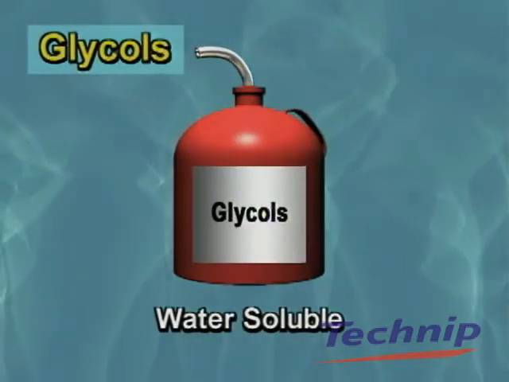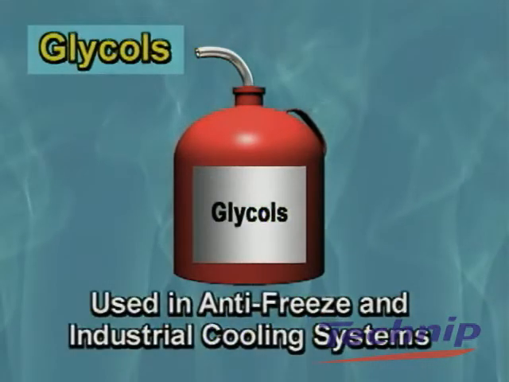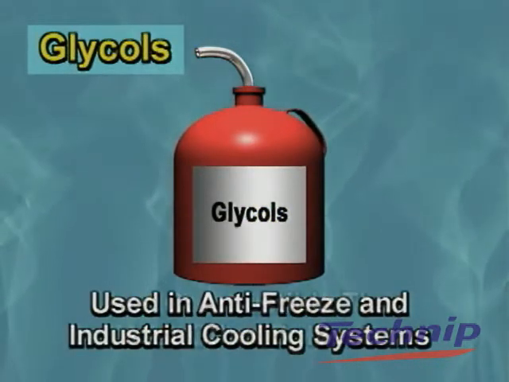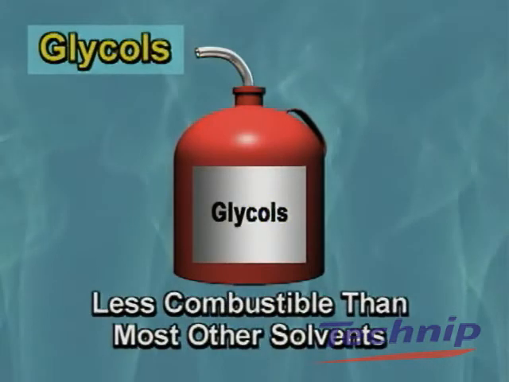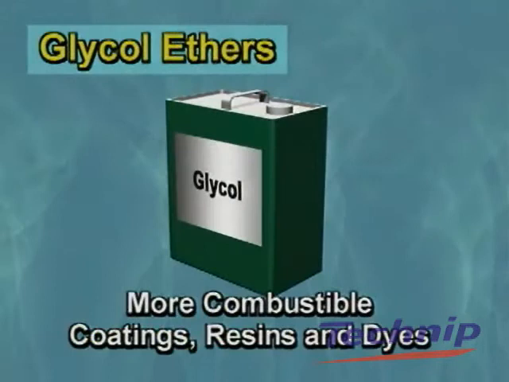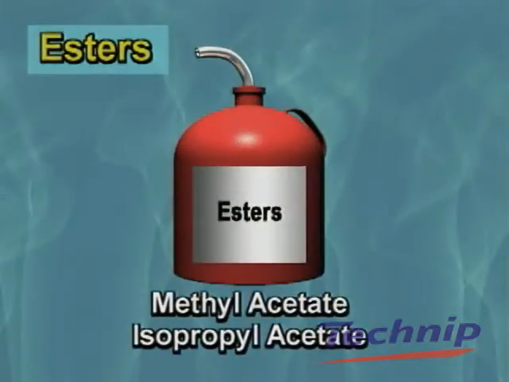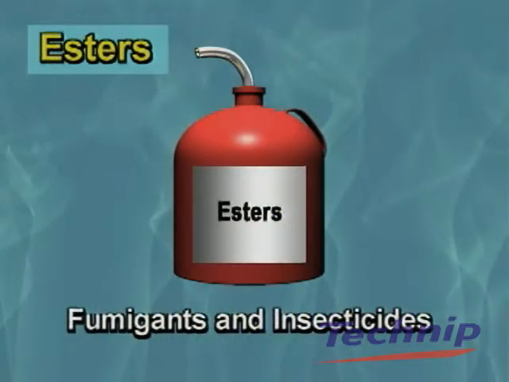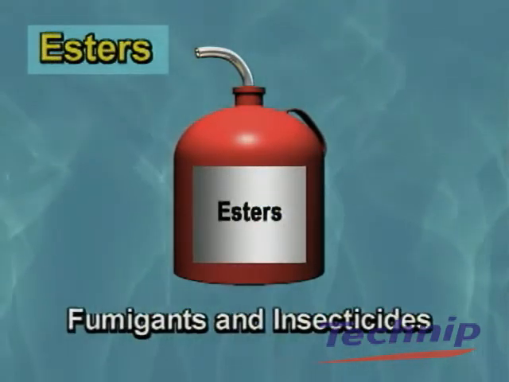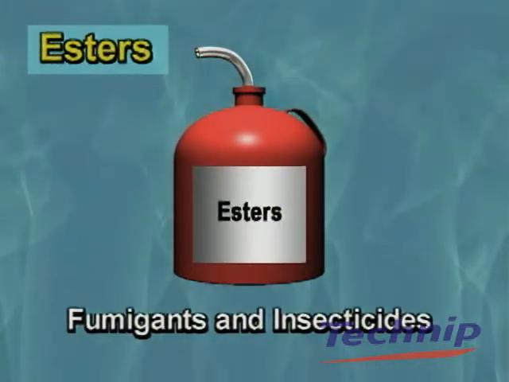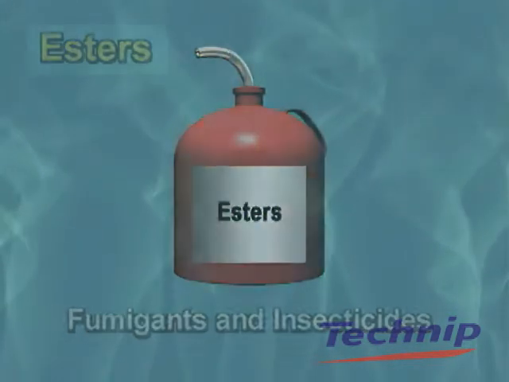Glycols are water-soluble and used in antifreezes and industrial cooling systems. Less combustible than most other solvents, they still present health hazards. Glycol ethers are more combustible and are commonly used in coatings, resins, and dyes. Esters, such as methyl acetate and isopropyl acetate, have a wide variety of uses, including fumigants and insecticides. Their properties vary widely, as do their fire hazards and health effects.